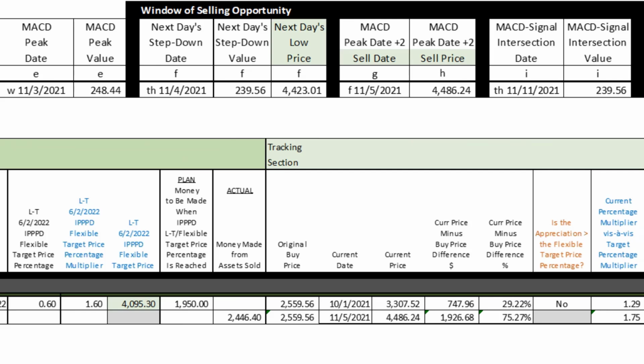G, Friday, November 5th, was the sell date, with a limit order to beat the prior day's low price of $4,423.01. H, it likely executed above that price. I, the MACD line decreased to its signal line again Thursday, November 11th. The value was 239.56. On the following day, Friday, it did not bounce off but continued to cross below, producing dark red histogram bars.